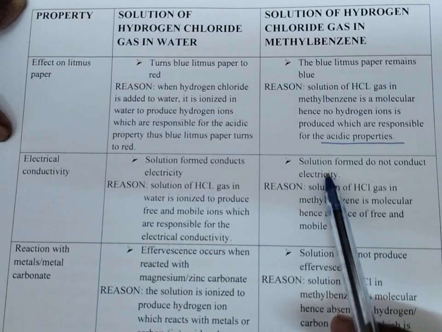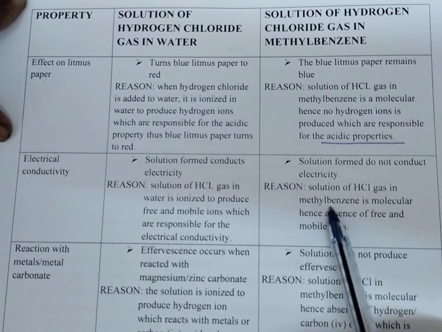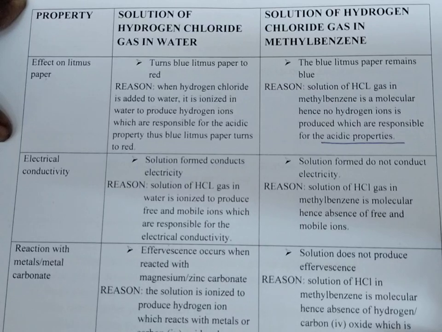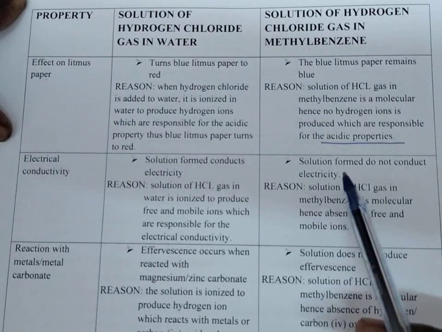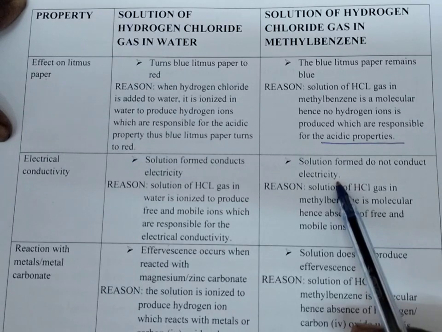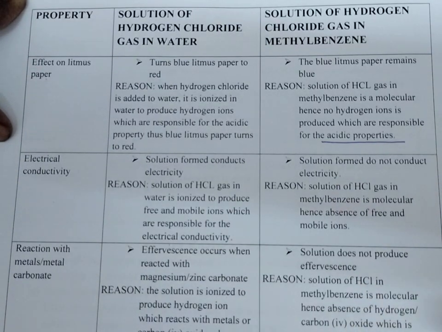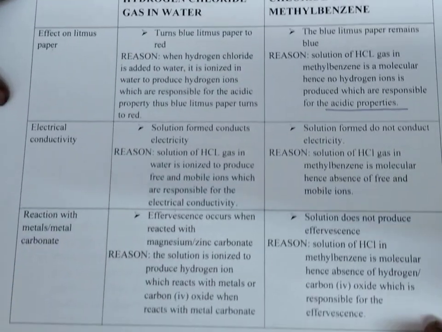Let's see when hydrogen chloride gas is dissolved in methyl benzene. The solution of hydrogen chloride gas in methyl benzene is molecular, meaning it does not dissociate. Hence, there are no free and mobile ions. If there are no free and mobile ions, the solution does not conduct electricity. Why? Because there are no free and mobile ions, which are responsible for electrical conductivity.